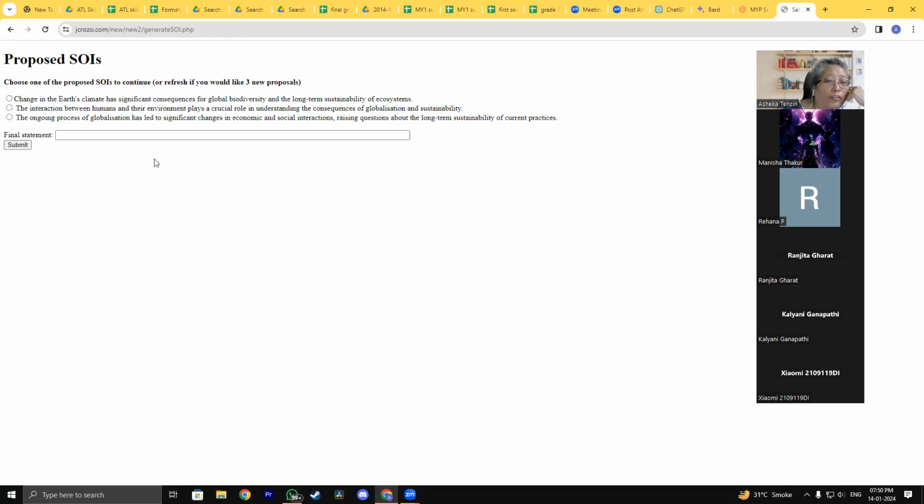Okay. It gave you 3 SOIs here. Pick and choose which SOI you want to do. Change in Earth's climate has significant consequences for global biodiversity and the long-term sustainability of ecosystems. The interaction between humans and the environment plays a crucial role in understanding the consequences of globalization and sustainability. The ongoing process of globalization has led to significant changes in economic and social interactions, raising questions about the long-term sustainability of current practices. We can take the second one. Okay. Submit.